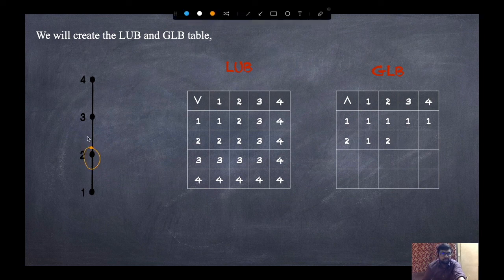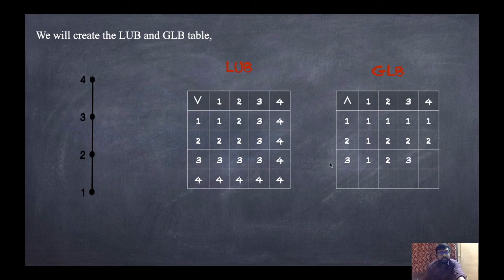So 2 and 3, the least one, so that is 2. Now 2 and 4, so 2. Now 3 and 1, it will be 1. Now 3, I'm just directly doing it. Now 3 and 2, it is 2. Now 3 and 3, both are same, so 3. Now 3 and 4, the least one is 3, so it will be 3.